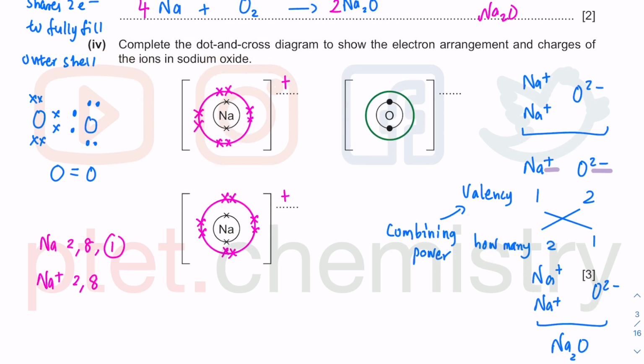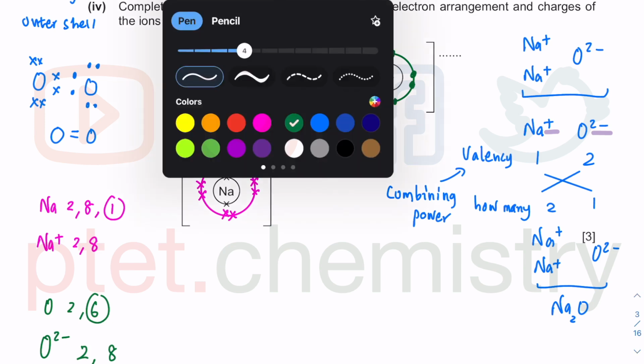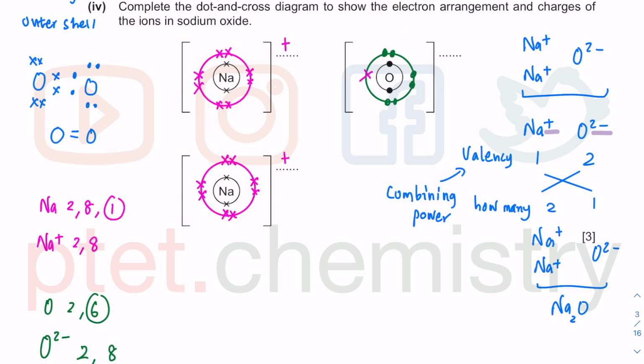Oxygen started out with 6 electrons in its outer shell, and becomes O2-, because you wanted to gain 2 electrons from the metal atom having lost it. So I've used dots for the oxygen in the question. I could have completed with 6 original dots, 1, 2, 3, 4, 5, 6 original dots. But I have gained 1 electron from this sodium, and I have gained another electron from this sodium.